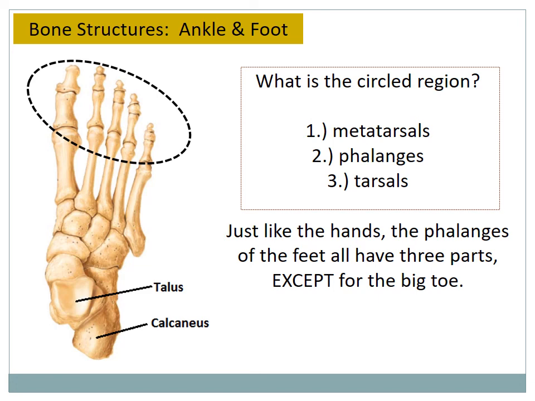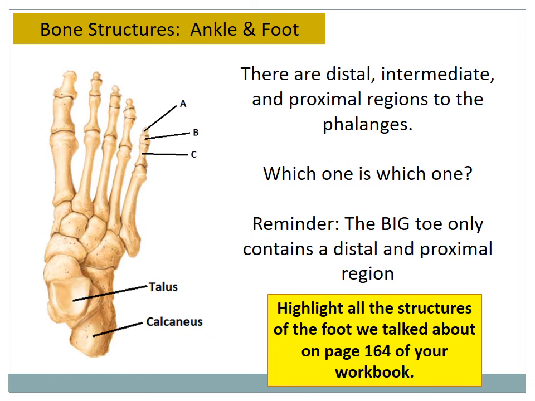What is this circled region? Yeah, these are the phalanges. Just like the hands, the phalanges of the feet all have three parts except for the big toe. So we do have distal, intermediate, and proximal regions to the phalanges. Which one is which one? So A is going to be our distal phalange, B is our intermediate phalange, and C is going to be our proximal phalange. Remember, the big toe only contains a distal and a proximal region. Okay.